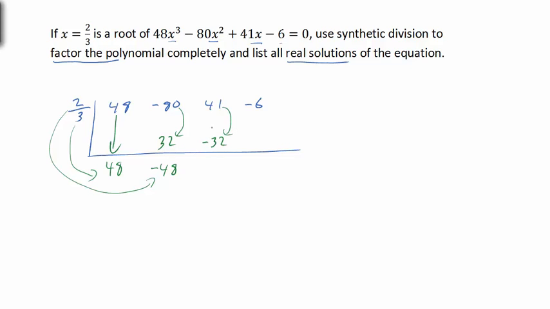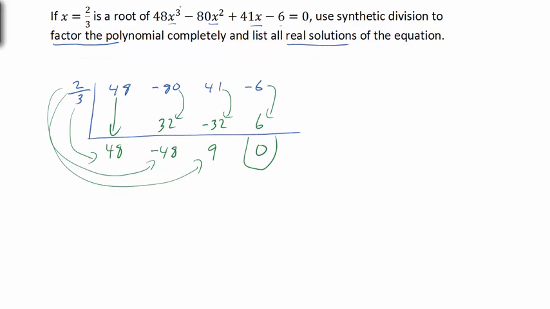We're going to add those together. 41 and negative 32 is a positive 9. And 2/3 times 9, we're going to get positive 6. And negative 6 and 6 is going to cancel out. And again, we know that this remainder has to be 0 because we are given that this is a solution. Now, once again, we have this x cubed. So that means we're going to start then with an x squared term. So we have our 48x squared, negative 48x, and a positive 9.